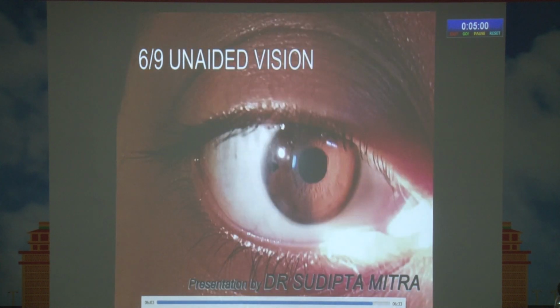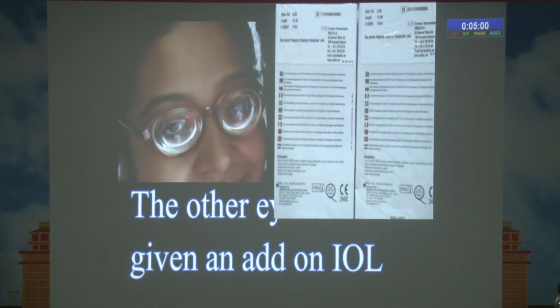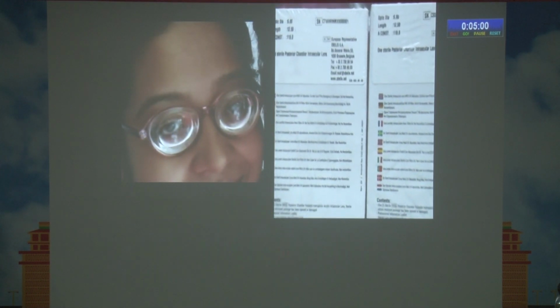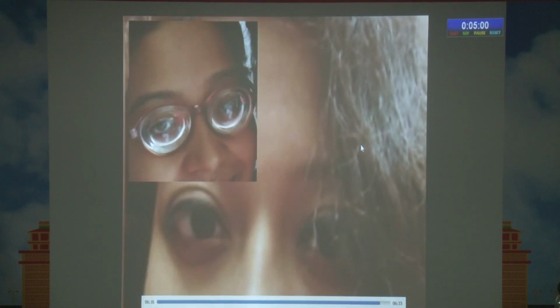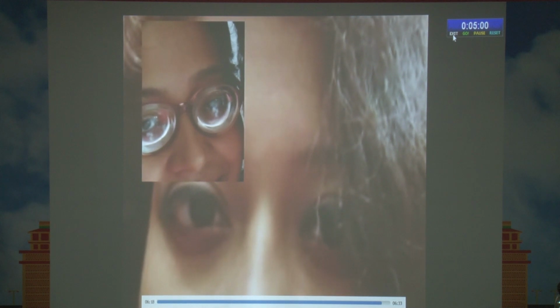Very good AC depth, and her vision was 6/9 unaided. Nothing else that I could expect. It was just great. So we finished off the other eye as well, and there too she had very good vision, 6/9, and this is how she looks now. Thank you for your patient hearing.